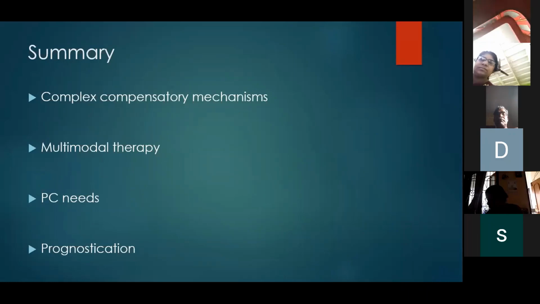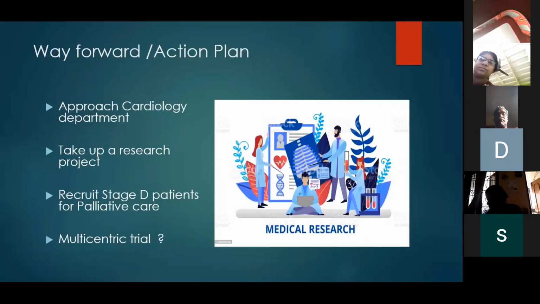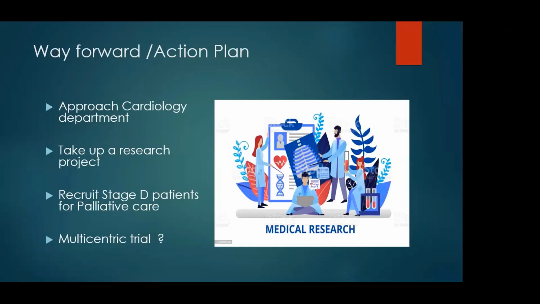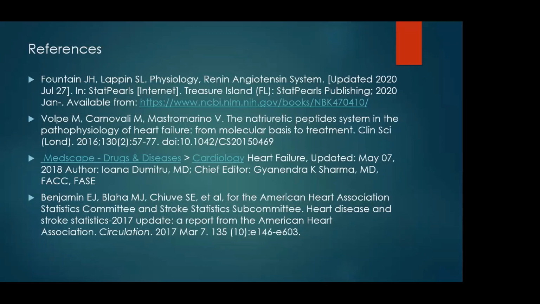So, what is the way forward? Can we have an action plan? Maybe all those people who are working in institutions that are not standalone care facilities could approach the cardiology department, maybe take up a research project, recruit stage D patients for palliative care. Can we have a multi-centric trial? I think Sushma would be the best person to facilitate that. Thank you for your kind attention.